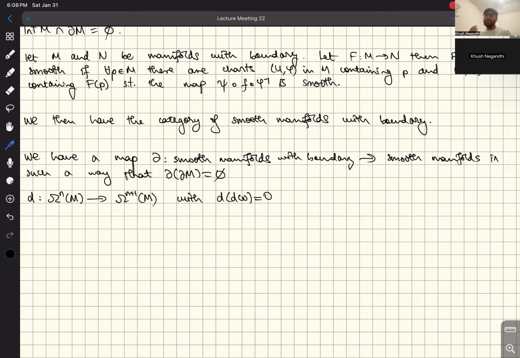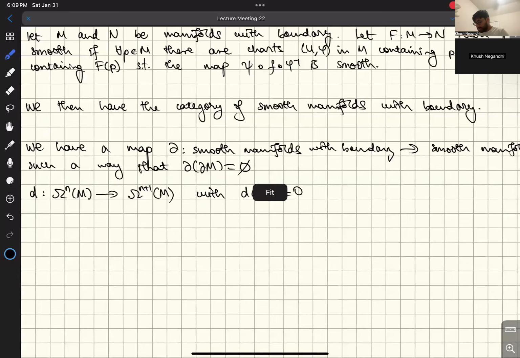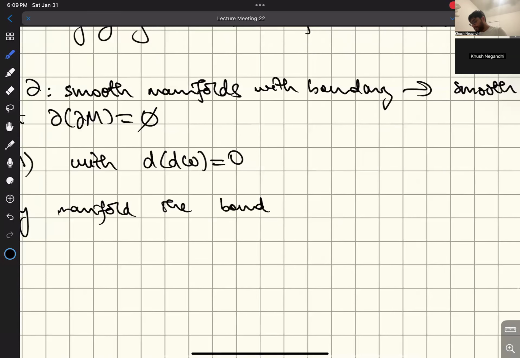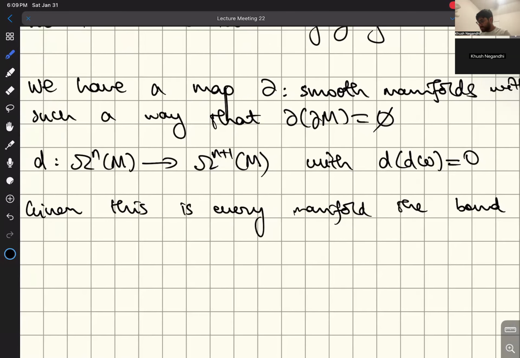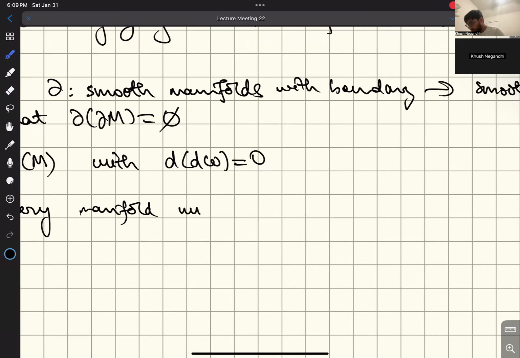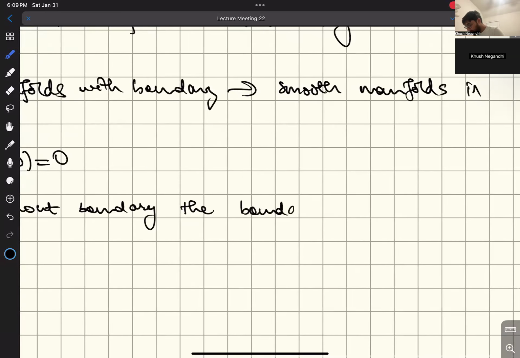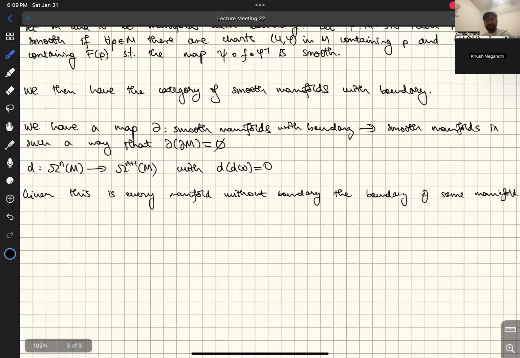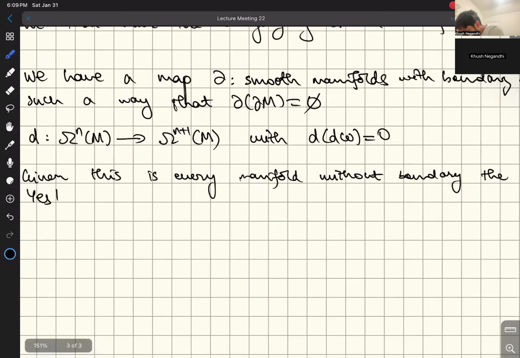And then you can ask similar questions. Is every manifold the boundary of some other manifold? That's also an interesting question to ask. Let's say every manifold without boundary, is it the boundary of some manifold? And the answer is yes.